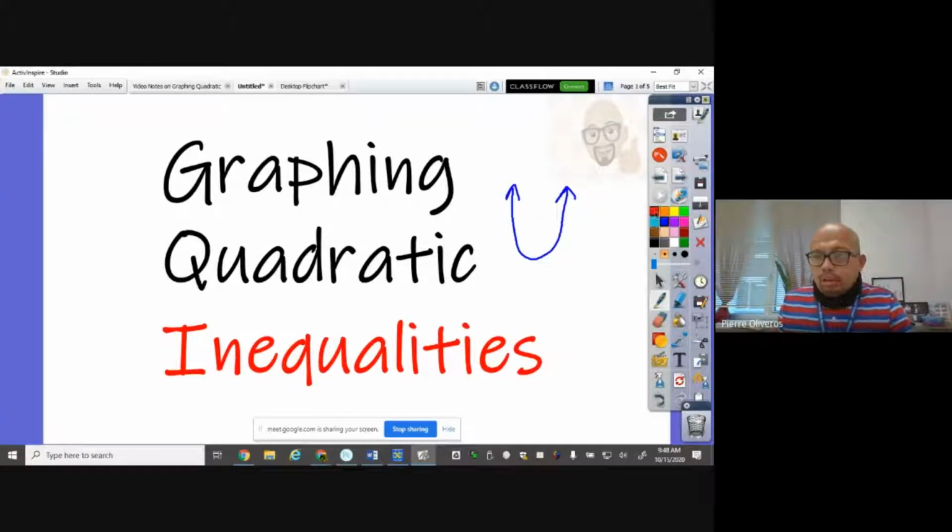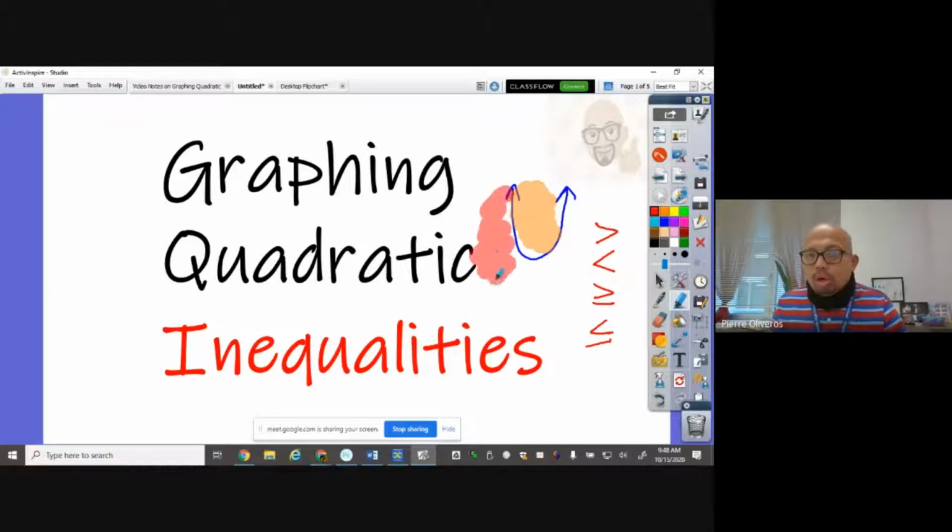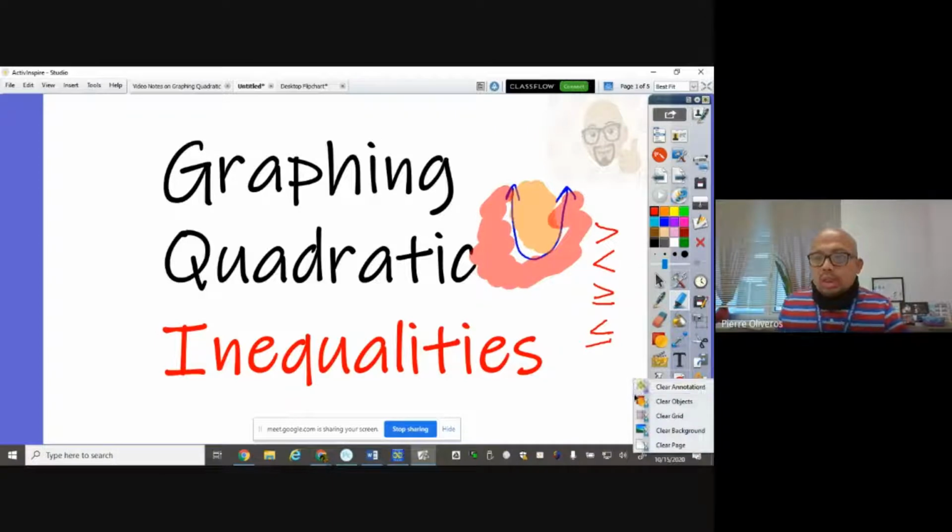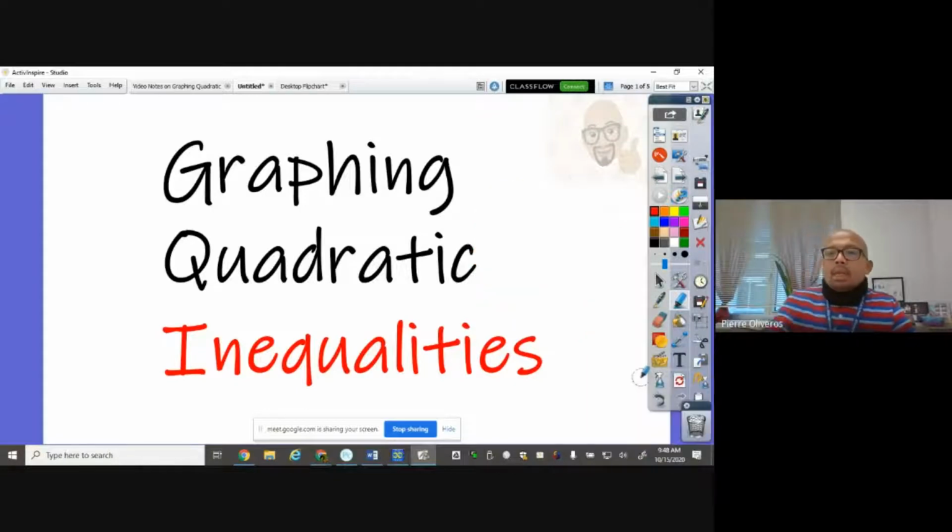But when we involve inequalities, wherein there's a greater than, less than, greater than or equal to, or less than or equal to, this involves a region, an area. So there will be some shading that will happen here, either above or below. But all the properties and strategies in finding the vertex and symmetry are going to be the same. So let's go ahead now.